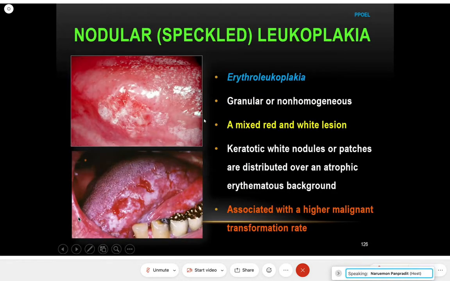But if it is called nodular or speckled leukoplakia, that means red color is mixed with the white color. They call it erythroleukoplakia, red and white. Red is more dangerous compared to pure white. They are granular or non-homogeneous, because they are associated with a higher malignant transformation rate. This is also important: when you see red and white, we call it erythroleukoplakia, more dangerous than leukoplakia.